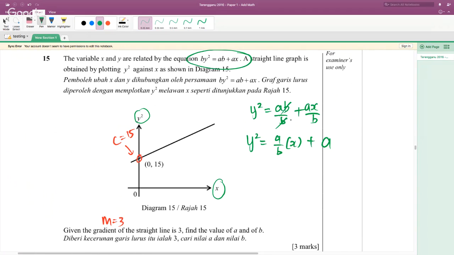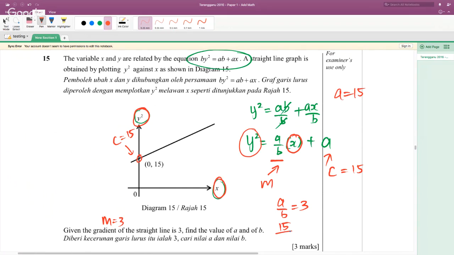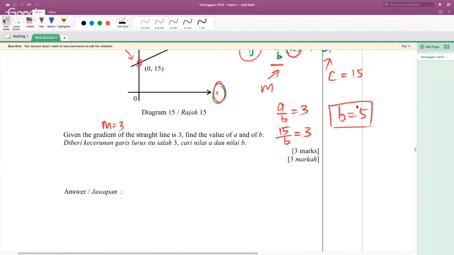Isn't it simplified already? We left a at the back here. So my y is the y squared here, and my x is the x here. Therefore, I know this one itself is the gradient, and this one itself is my vertical intercept. In fact, this is 15. So a is 15, it's very obvious. Therefore, a over b is 3. Since a is 15, 15 over b is 3, so b is just equal to 5. This is how we get our a and b from the graph itself. It's quite easy. Just change the equation into y equals mx plus c.